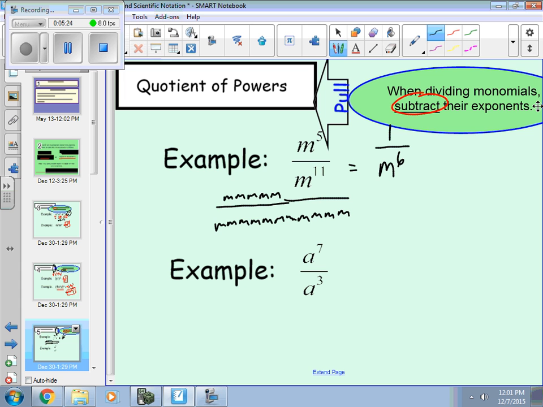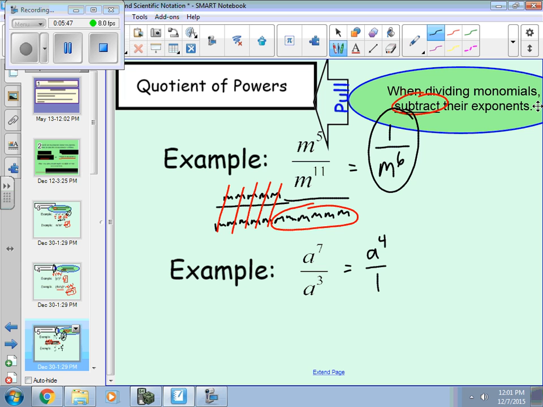Okay, and so what we can do is basically you're just kind of canceling them out here. And what you're left with is 6 of these m's left on bottom. Okay, there's nothing left on top, so we fill it in with a 1. All right, the second one, same thing, subtract them. Here the bigger one's on top, 7 minus 3 is going to be a to the 4th power.